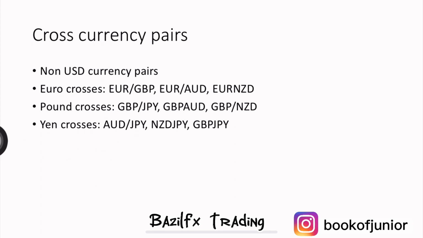So we jump onto the cross currency pairs. These are the ones that don't have the US dollar. Like the euro crosses: we have EUR/GBP, EUR/AUD, EUR/NZD. Those are the euro crosses. Then you also have the pound crosses: GBP/JPY, GBP/AUD, GBP/NZD. Then we also have the yen crosses: AUD/JPY, NZD/JPY, and GBP/JPY. So these are cross currency pairs.